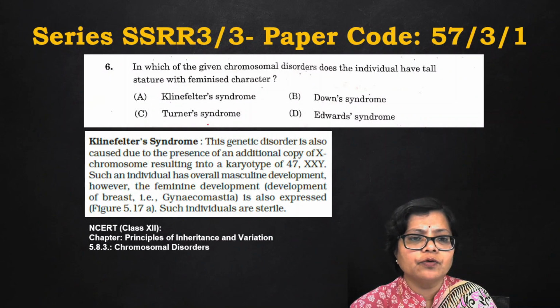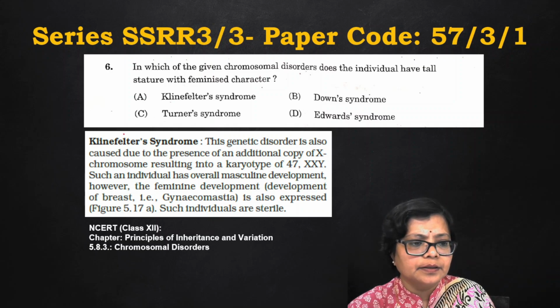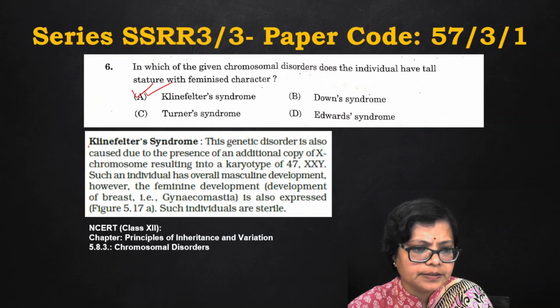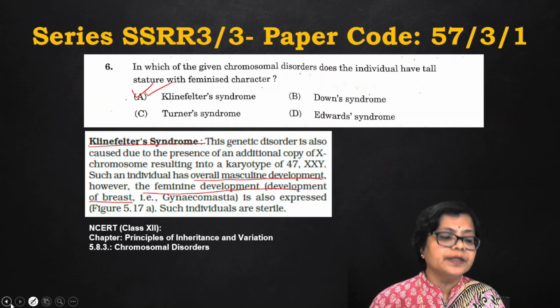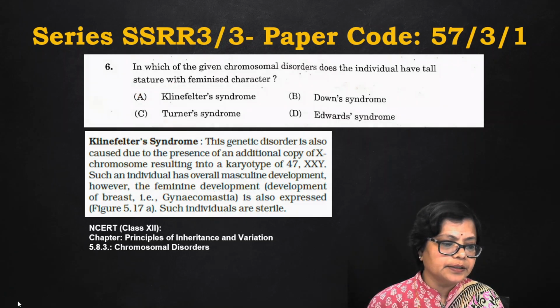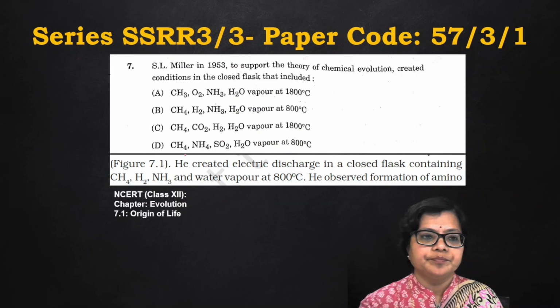In which of the given chromosomal disorders does the individual have tall stature with feminized character? It will be Klinefelter, not Down syndrome, Turner syndrome or Edwards syndrome. Klinefelter, that is what is written in the NCERT book: overall masculine development, however feminine development of the breast. So the answer will be Klinefelter syndrome. Again an NCERT book line.